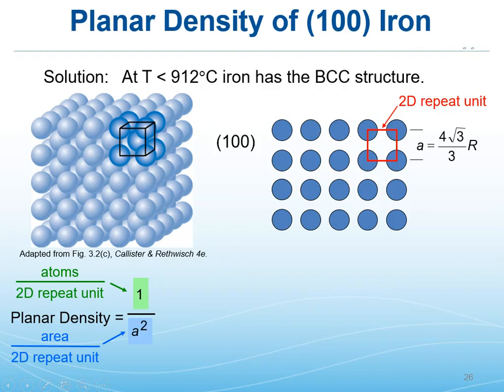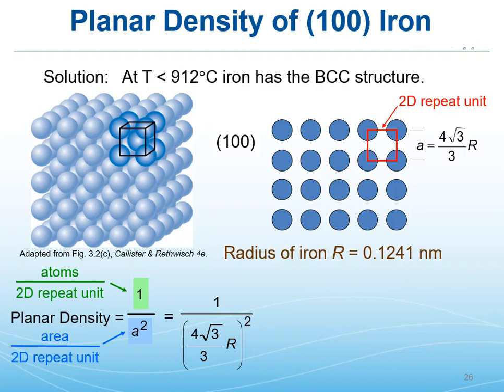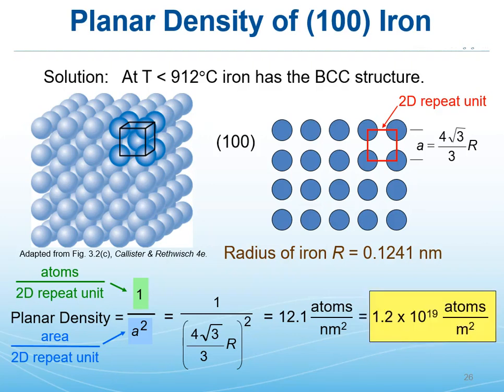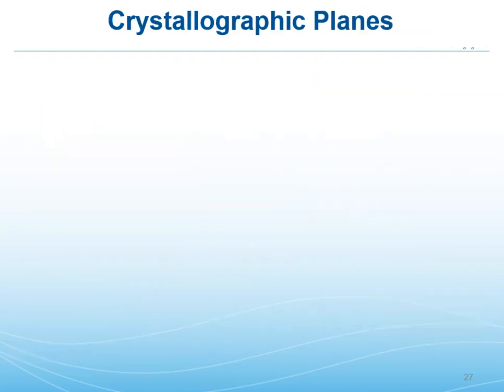And then if we complete our little equation here, the blue box, the area per 2D repeat unit in this case is a squared. So we have 1 atom per a squared. And if we wanted to express that with an actual length unit, we go from lattice parameter A through the atomic radius to nanometers, which is 0.1241 in the brown, and that gives us 12.1 atoms per square nanometer. So, a fairly sparsely packed plane. And we can convert that to whatever units we feel needful.